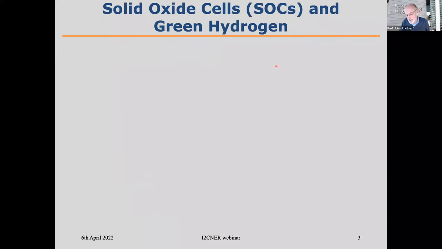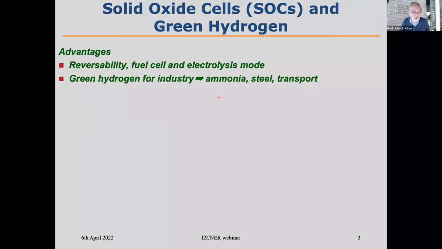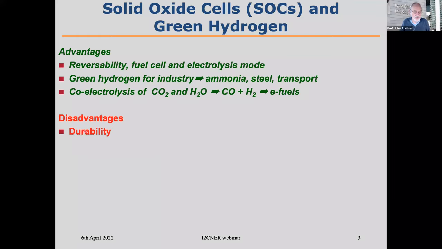The current interest in using these solid oxide cells is to produce green hydrogen. The advantages are that we have reversibility, we can operate in fuel cell and electrolysis mode. We produce green hydrogen, that is, if we use renewable electricity, for industrial processes such as production of ammonia, steel, and possibly in heavy transport. And there's a lot of interest in this emerging now. We can also use it for co-electrolysis of CO2 and water to produce syngas and then on to e-fuels. The disadvantages are the durability of these devices operating at high temperature and the cost.